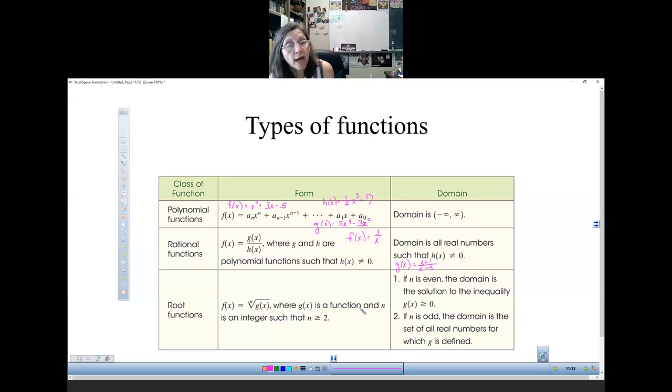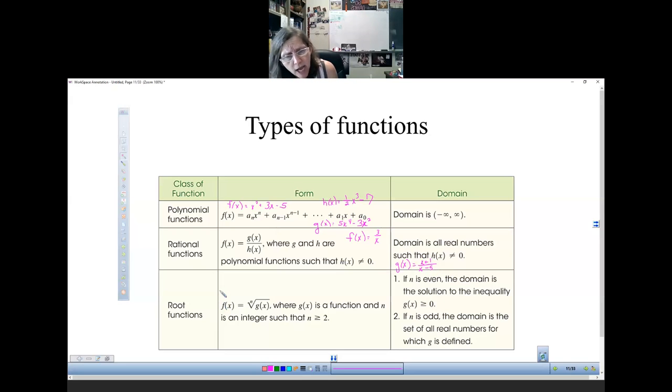And the problem with rational functions is the denominator can't be 0. So if I have a function of the form g over h, values that make the denominator 0 cannot be part of the domain. And so we'll talk about that when we get to these.